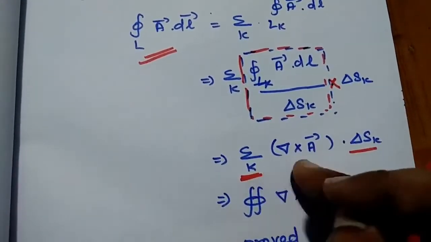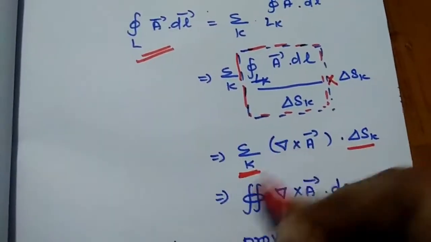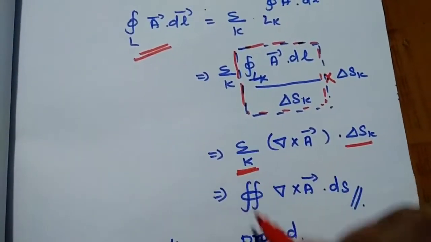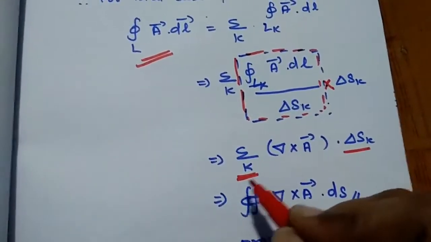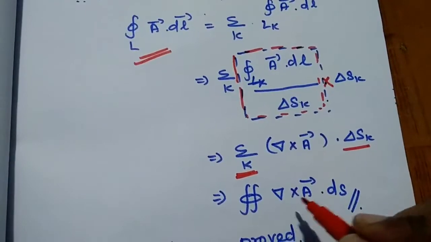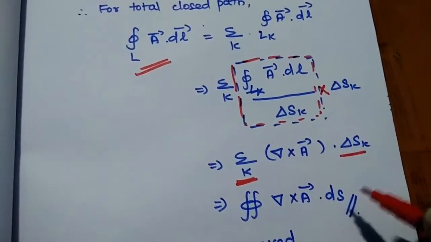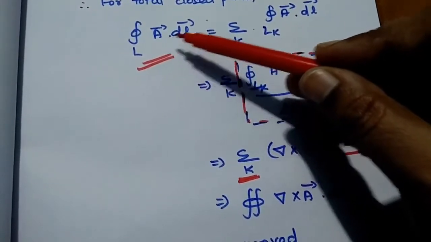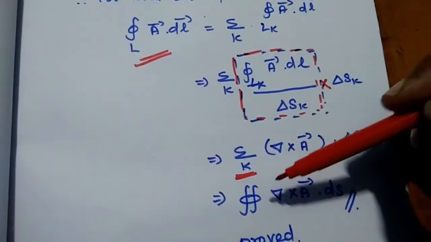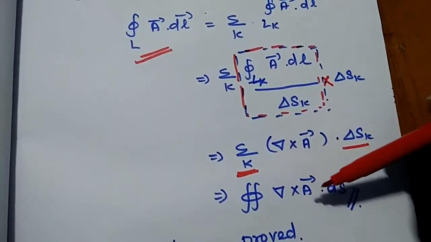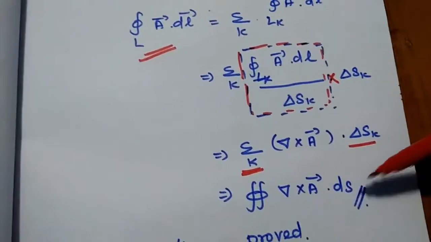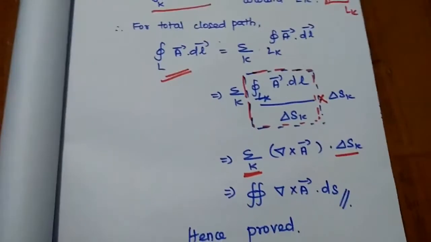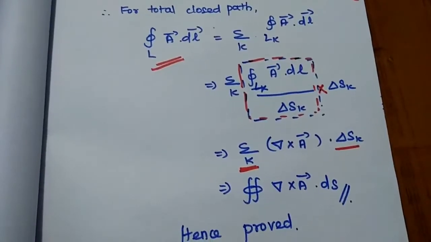Now we are going to consider the summation of all the cells. The summation of all the cells is nothing but the overall surface, which can be represented as the surface integral of del cross A dot ds. So now we have proved that the line integral of A dot dl is equal to the surface integral of del cross A dot ds. Okay, so we have proved Stokes' theorem.